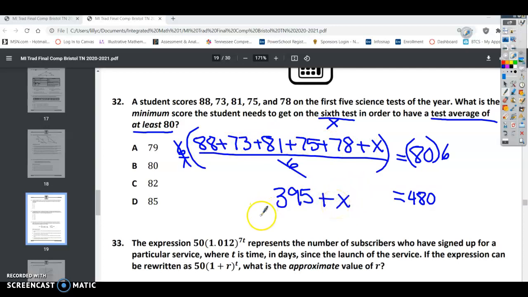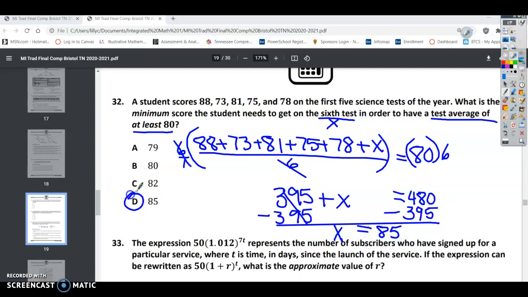All right, to solve for X, we're going to subtract 395. And X equals what we have left. So 480 minus 395 equals 85. So our answer is 85.